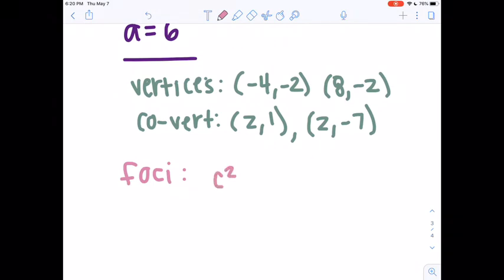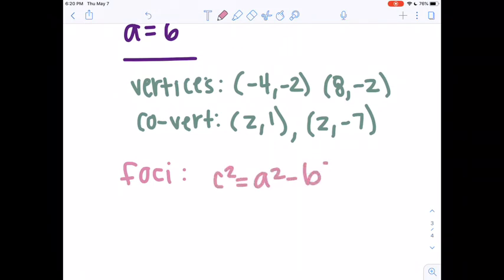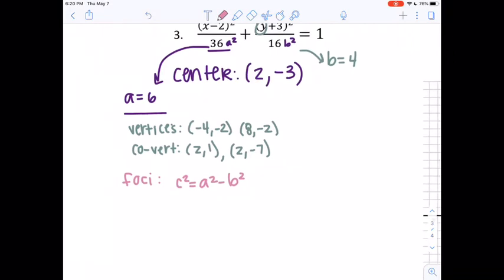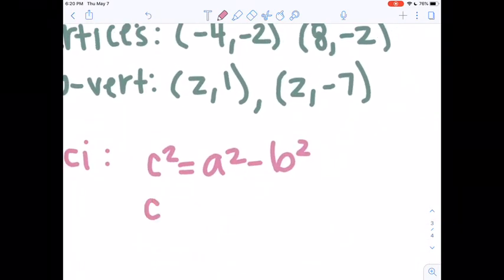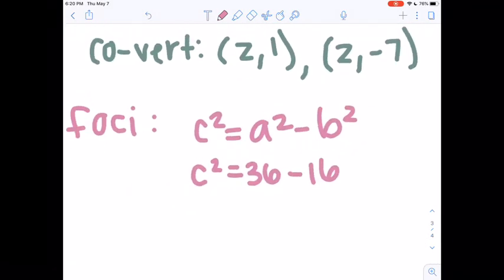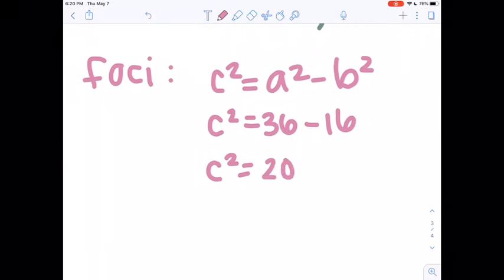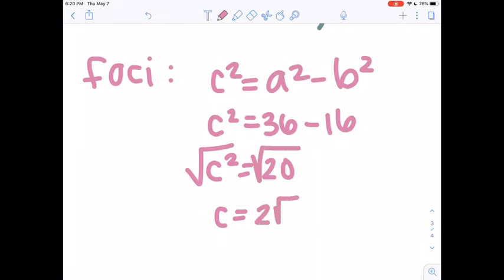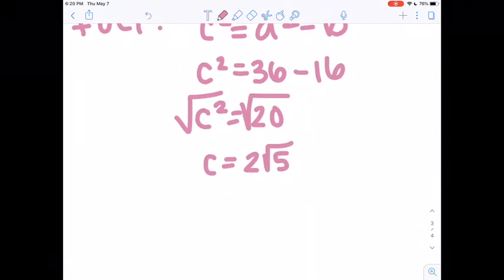Okay, now let's find the foci. We're going to use c squared equals a squared minus b squared. So we could see that this is a squared, this is b squared, so you could just plug those in as is, or you could plug in the 6 and the 4. Either way works. So c squared equals 36 minus 16. Okay, so c squared equals 20. So c equals 2 root 5, or we could say 4 point something between 4 and 5.